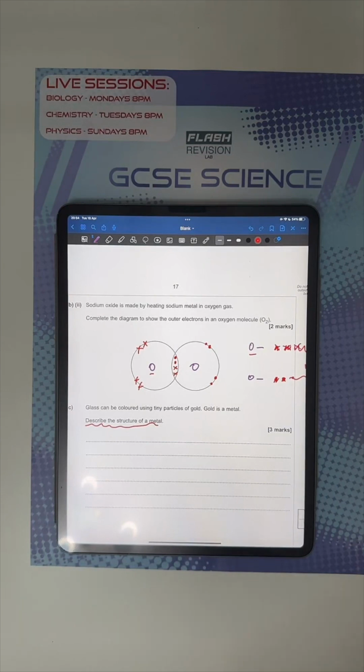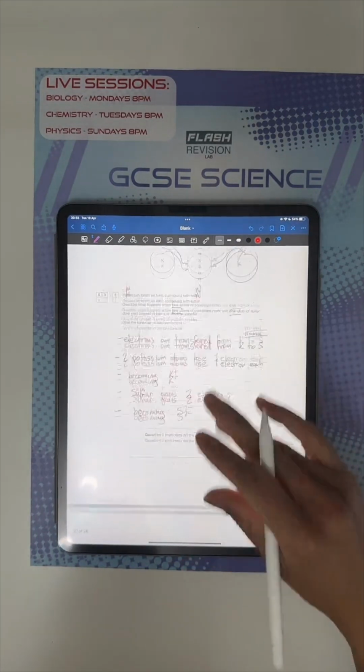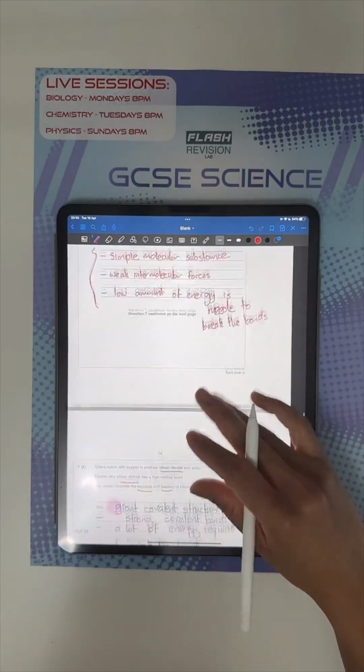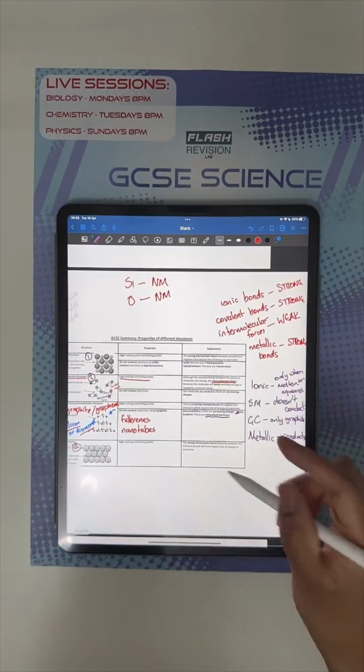Conducts electricity, yes. Layers, yes. Delocalized electrons, that's what I was looking for. Giant lattice, delocalized electrons. Yes, good. It's all up here. So I'll let you guys screenshot this at the end. All the information's here. So at the bottom, we've got metallic structure.